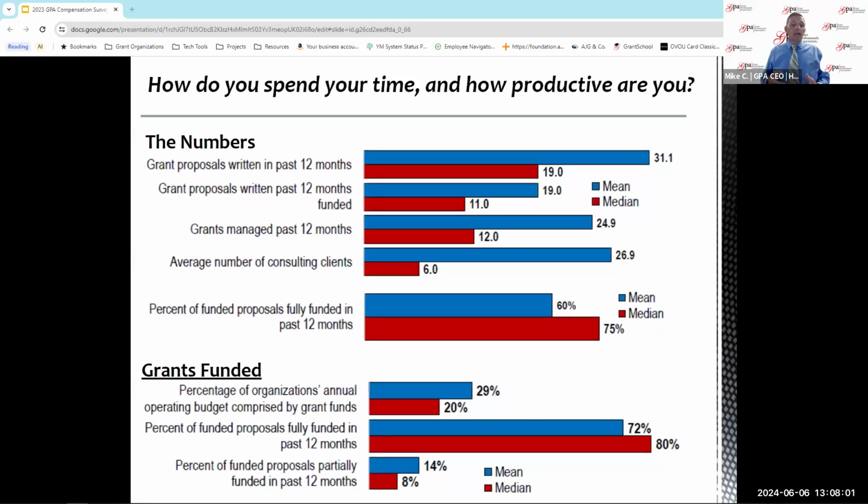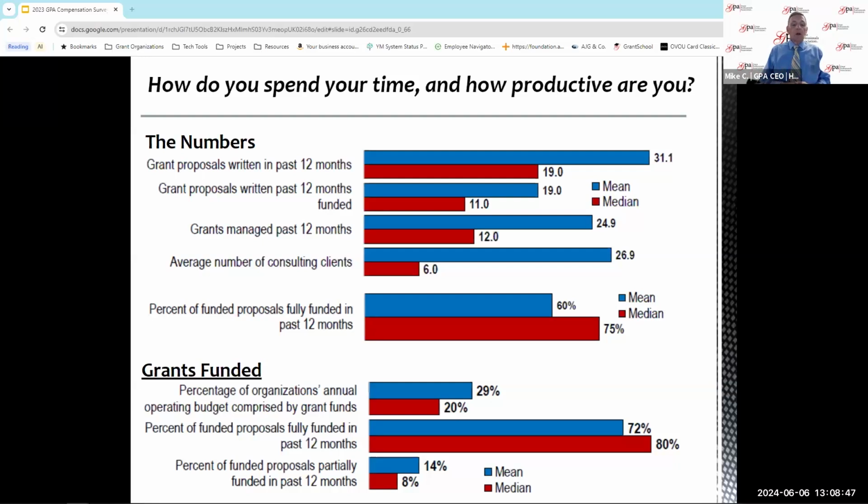So participants report writing a mean of 31 grant proposals over the past 12 months and managing a mean of 19. Their corresponding medians are much lower. So if you think, again, if you've got a large organization that's writing a lot of grant proposals, that's why we get the 31. But the median, meaning the middle of the pack, is at 19, and the median number of grants managed is 11. So average grants managed, again, was 24.9 and a median of 12. So as you can see, there's a correspondence there of grants written, grants managed equals about 1 a month.